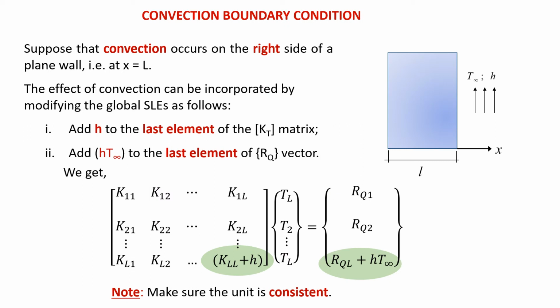The second boundary condition: suppose that convection occurs on the right side of a plane wall as shown in this figure. The effect of this convection can be incorporated by modifying the global system linear equation as follows. So we add h to the last element as shown in this figure. Second, we have to add h times T ambient to the last element in the heat rate vector matrix as shown in this figure down here.